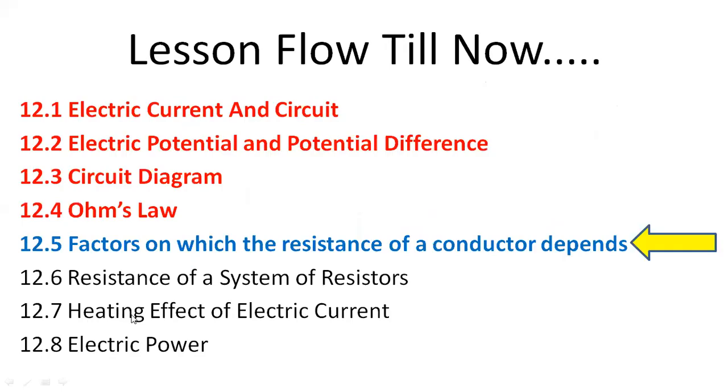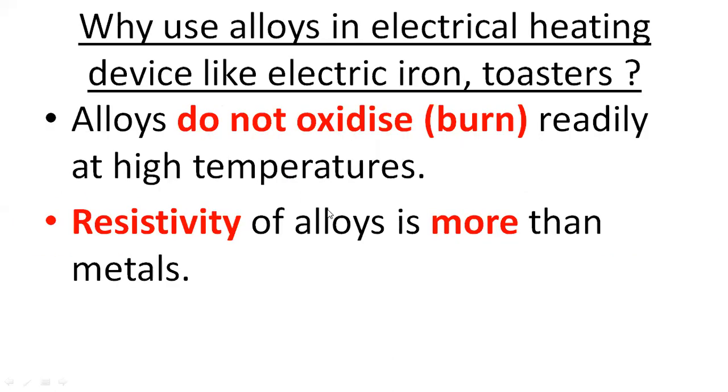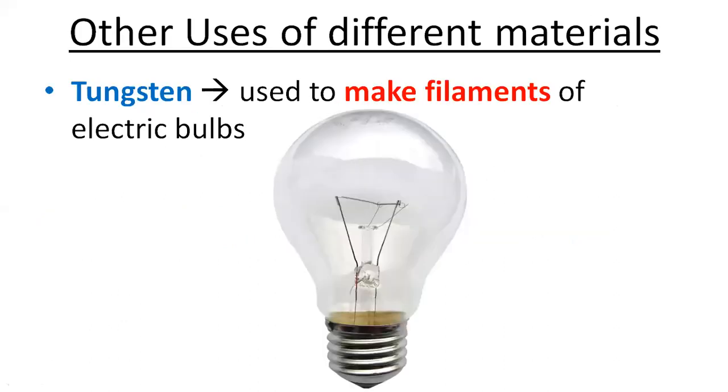12.7. In this 12.7, we'll be able to explain that second point, why exactly we are even considering the resistivity of alloys. For now, you just remember this particular answer to this question, that alloys do not oxidize readily and the resistivity of alloys is more than the metals. That's it. Okay. Now, some applications we have to see.